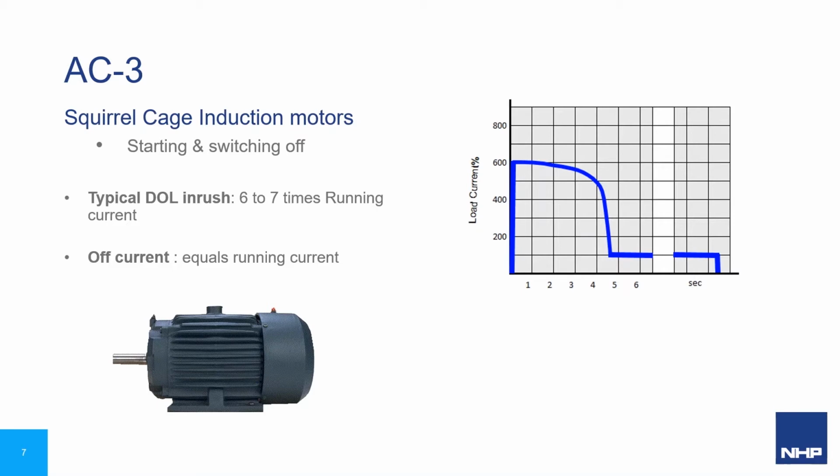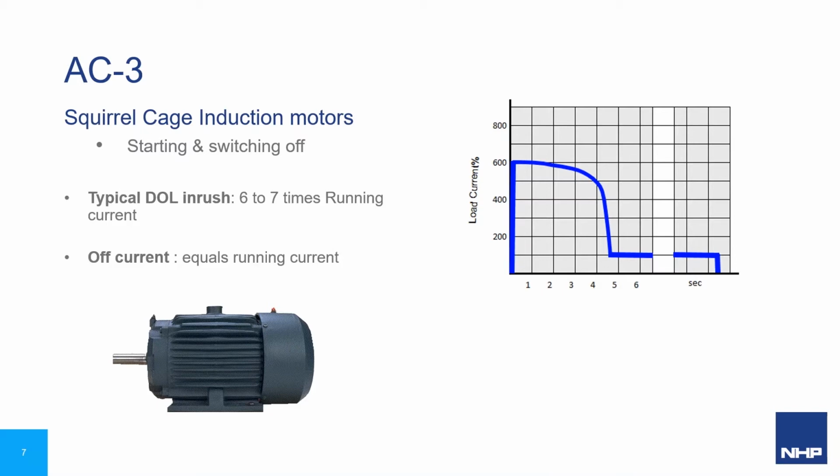The AC3 utilisation is the most common for a contactor, as the majority of applications are for three-phase squirrel cage induction motors. The starting of a motor by closing a contactor to apply full voltage to the motor terminals is referred to as direct online or DOL starting. This AC3 utilisation category makes allowance for the loading of the contactor by increased making currents when a stationary motor is switched on.